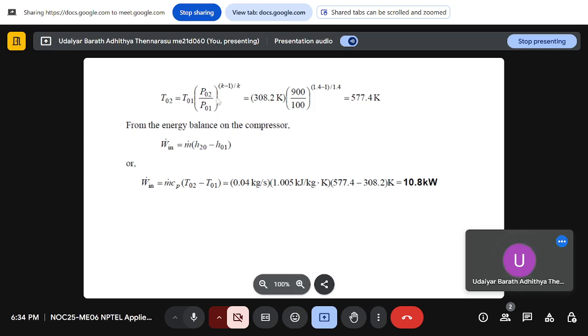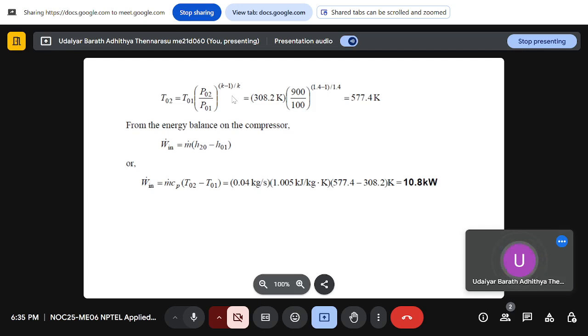The exit stagnation pressure is 900 kilopascal and the inlet is 100 kilopascal, and my inlet temperature is also given, which is 308, that is 35 degrees plus 273. This is the ambient temperature. So my exit stagnation temperature will be, T naught 2 by T naught 1 equals P naught 2 by P naught 1 raised to power gamma minus 1 by gamma, since both are stagnation temperatures. Being an isentropic process, the entropy will remain the same.